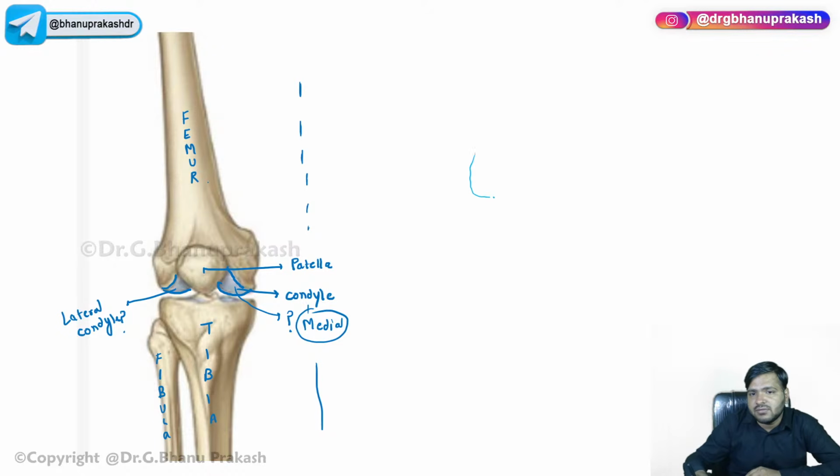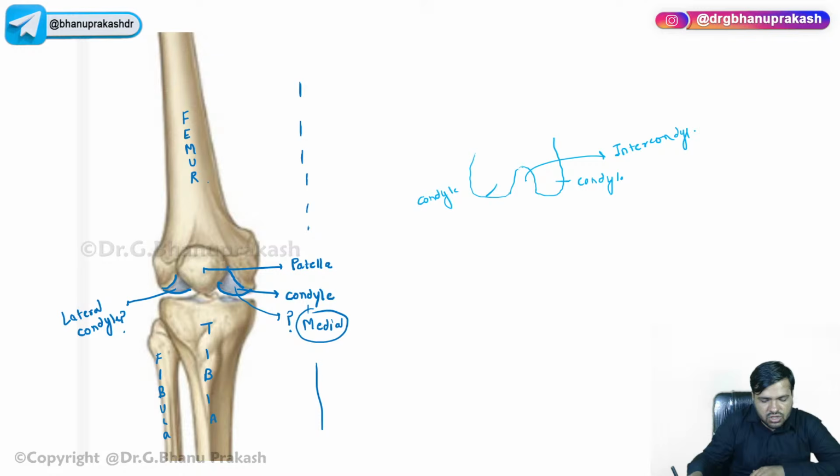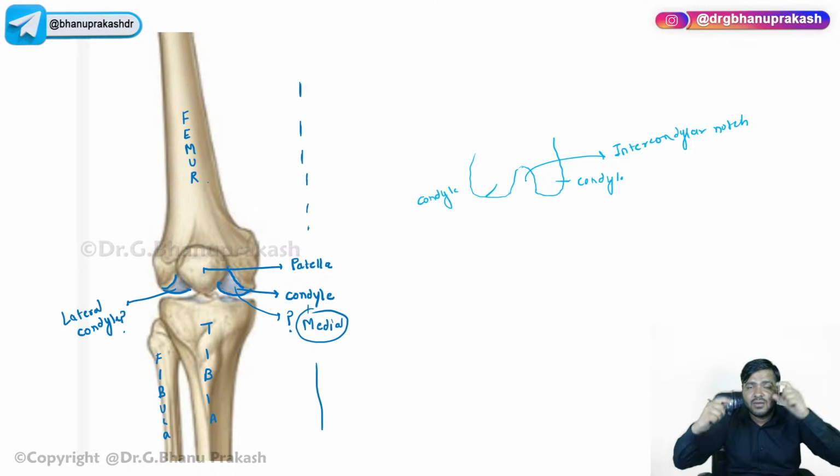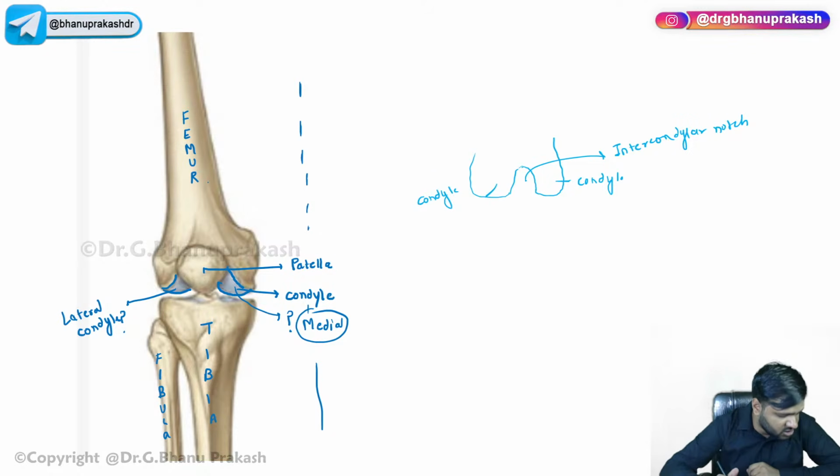Let us suppose that this is the condyle and this is again a condyle. Right? We have condyle and we have condyle over here. So this is a depression, guys, in between the condyles. This depression is called the intercondylar notch. The indented part of the bone, behaving like a depression in between the condyles. You can see this in the femur, the intercondylar notch. Okay, I hope this is clear.